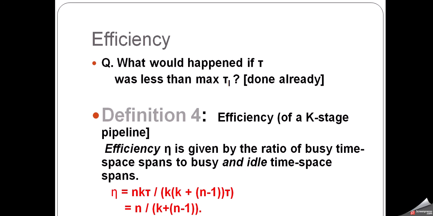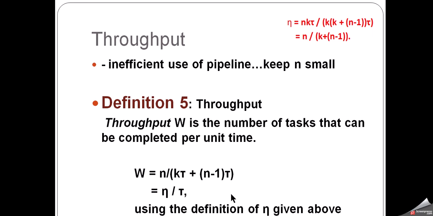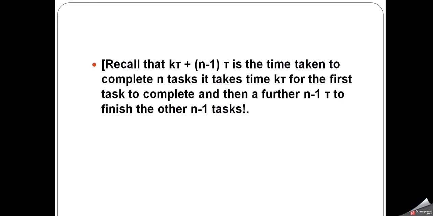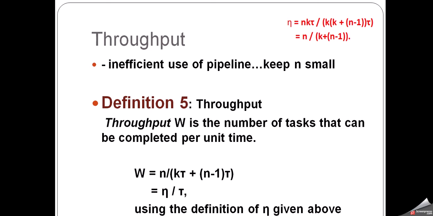If you divide this expression by tau, you're going to get efficiency divided by tau. Okay, so throughput is the number of tasks that can be completed per unit time. I want to know how much work my machine is capable of doing. Now, what can it do? What can it accomplish per window of time?